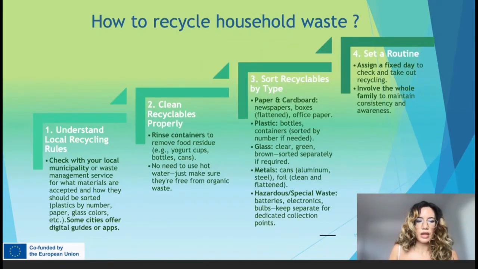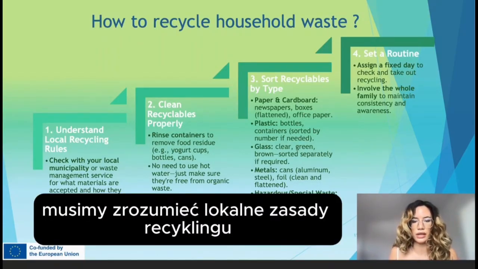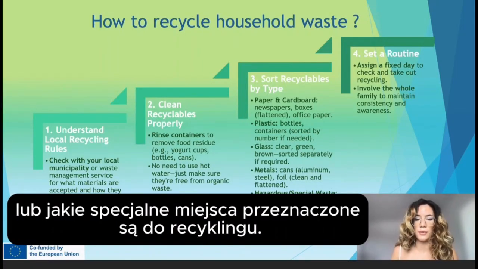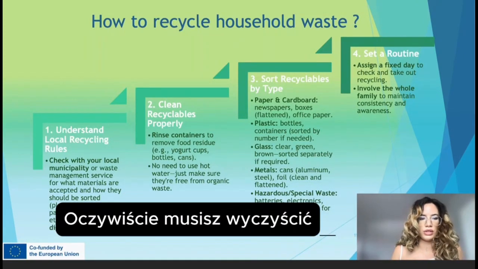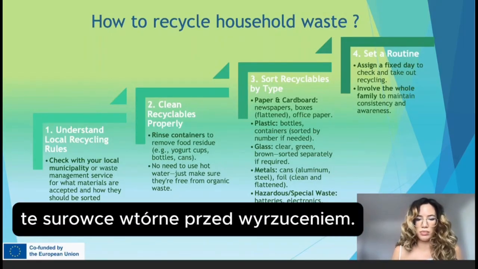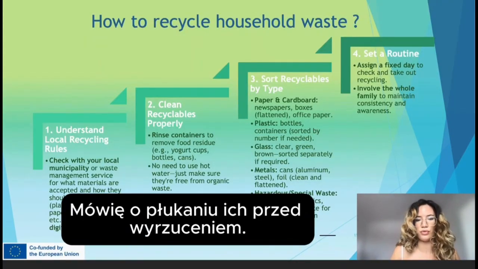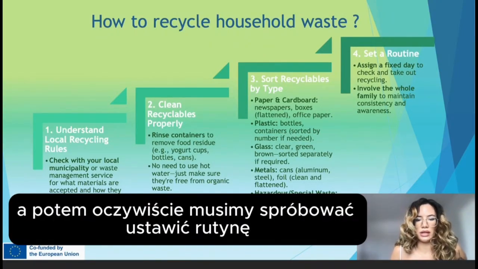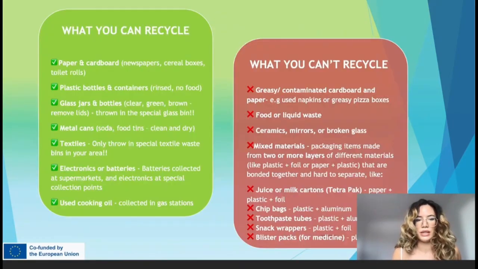Of course, as I mentioned, we have more steps that we have to do in order to be able to recycle something. So first of all, we need to understand the local recycling rules. So you need to understand which bins are for what, or what special places are dedicated for recycling. This can vary in every city. Then, of course, you need to clean these recyclables before. I'm not talking about thoroughly washing them. I'm talking about rinsing them before throwing away. We need to sort them. And then, of course, we need to try to set a routine and a way to check that everybody is following the rules of recycling in the house.